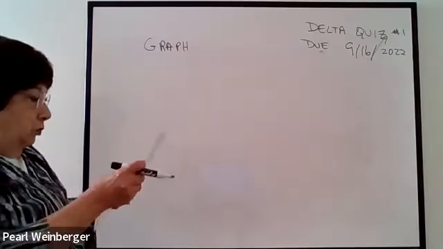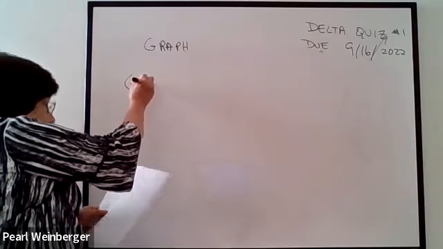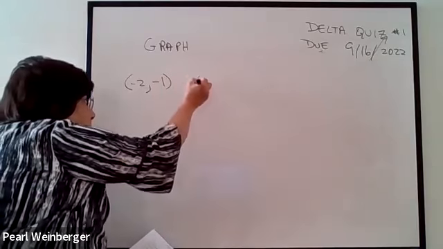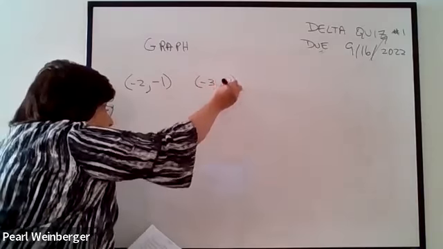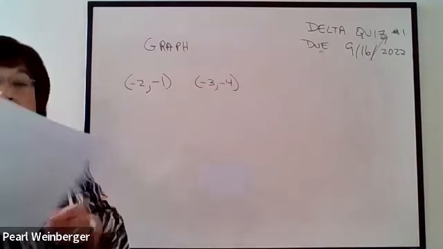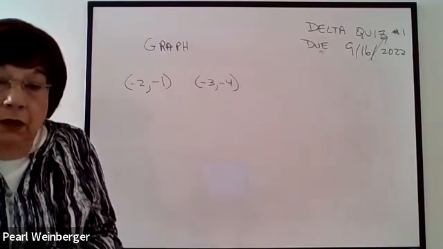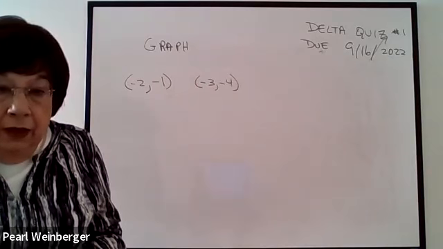I gave you these 2 points: (-2, -1) and (-3, -4). And I said these are 2 of the points that I know are on a line. And I want to know what is the slope of that line.